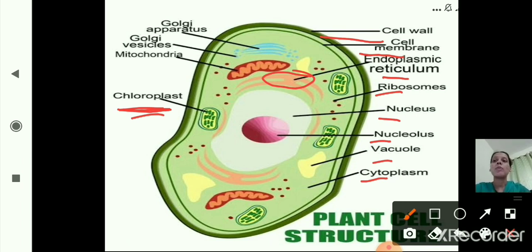Okay, so this is about plant cell. You have seen the different components of plant cell like chloroplast, cell wall, cell membrane, endoplasmic reticulum, ribosome, nucleus, nucleolus, vacuole and cytoplasm, and here mitochondria and Golgi apparatus and Golgi vesicle. Okay, so these are the different components of plant cell. Now the next we will see, that is animal cell, the structure of animal cell.